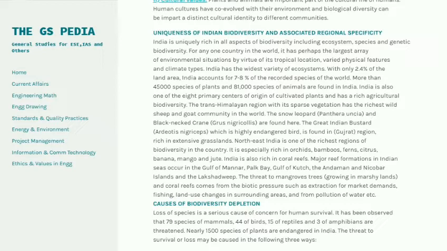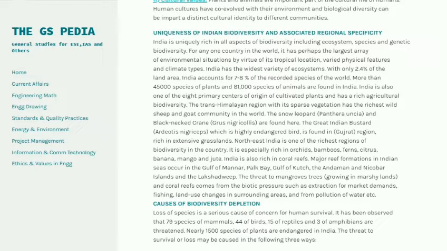The Trans-Himalayan region with its sparse vegetation has the richest wild sheep and goat community in the world. The snow leopard Panthera uncia and black-necked crane Grus nigricollis are found here. The great Indian bustard Ardeotis nigriceps, which is a highly endangered bird, is found in the Gujarat region, rich in extensive grasslands.